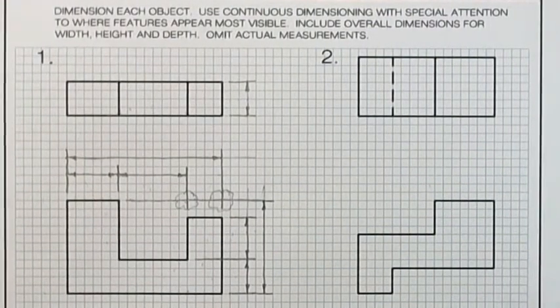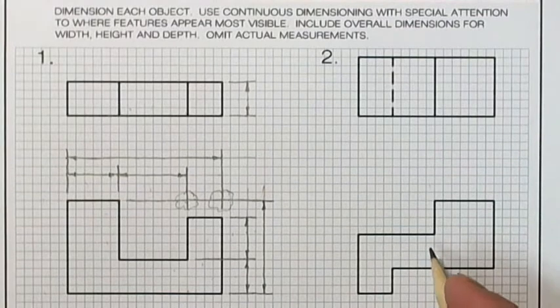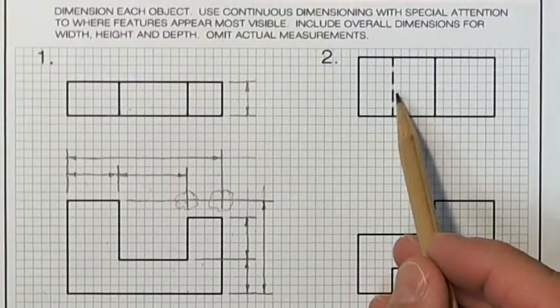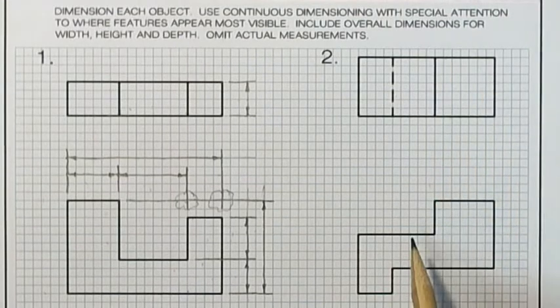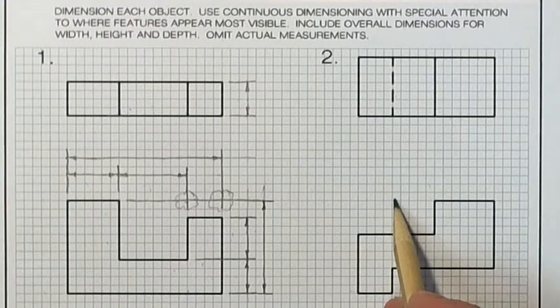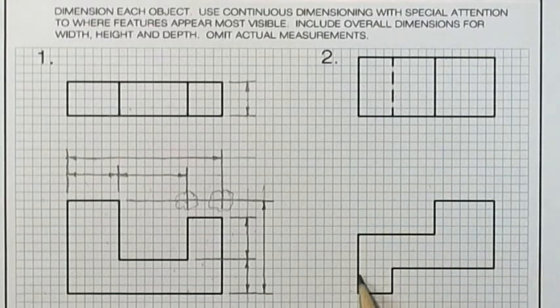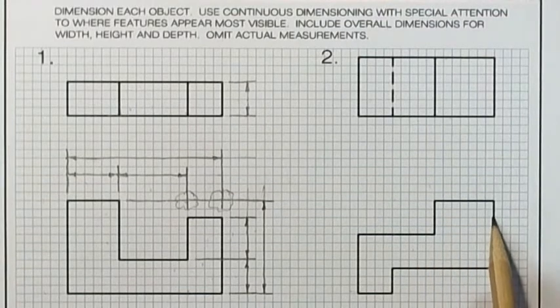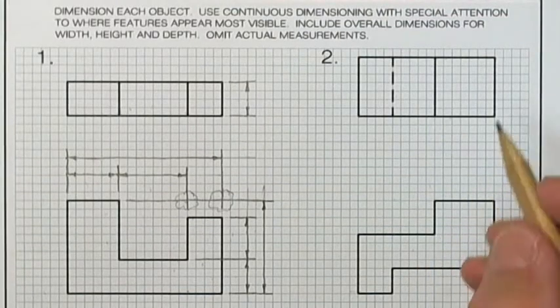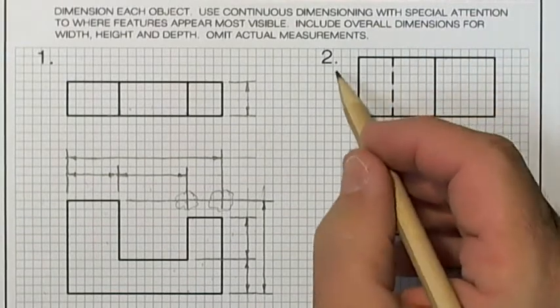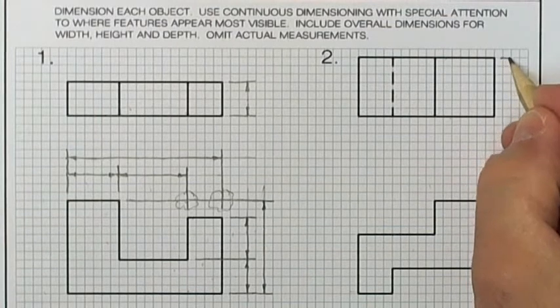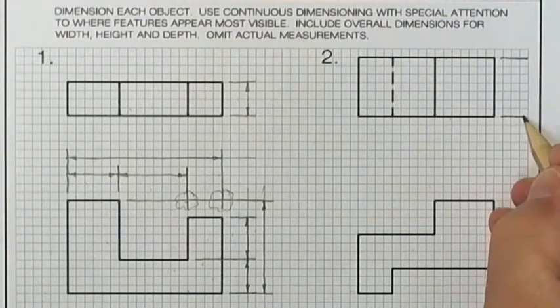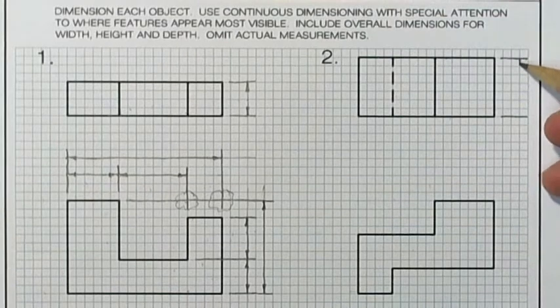Let's go to problem 2 and see what we can do. Once again, my top view only has one depth to it. In my front view, I have 1, 2, 3 heights, and I have 1, 2, 3 widths. So for my top view up here, since I have a little more room over here, I'm going to put my depth on this side, and we'll have that taken care of.